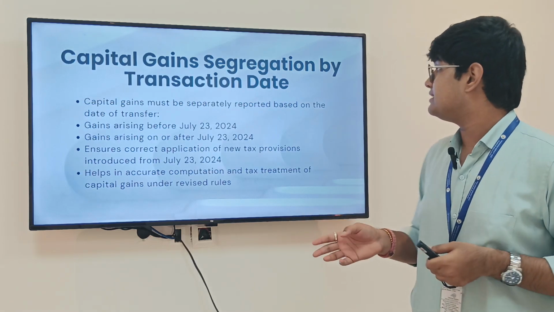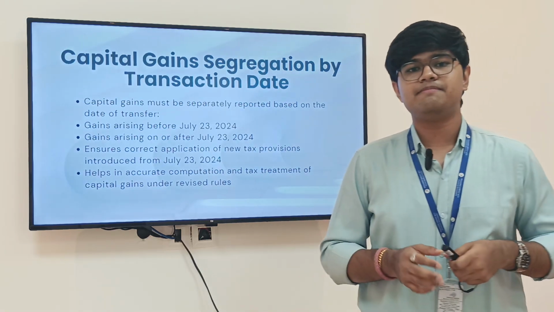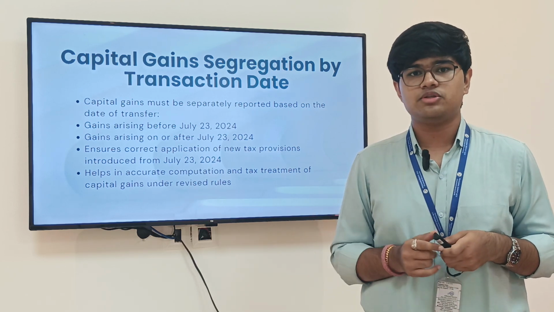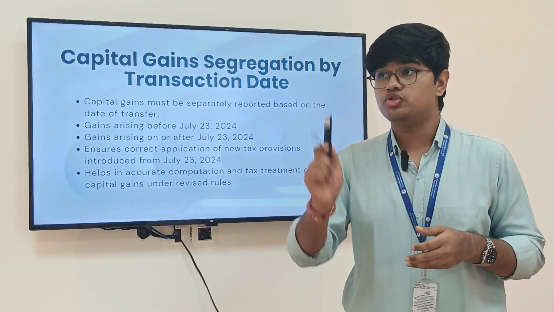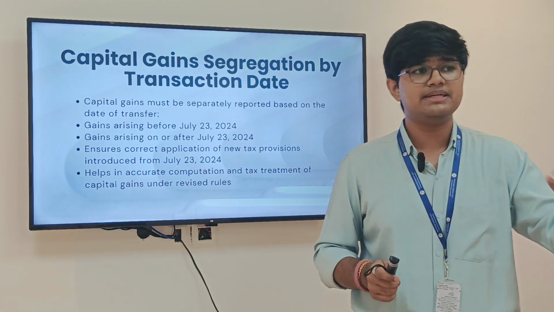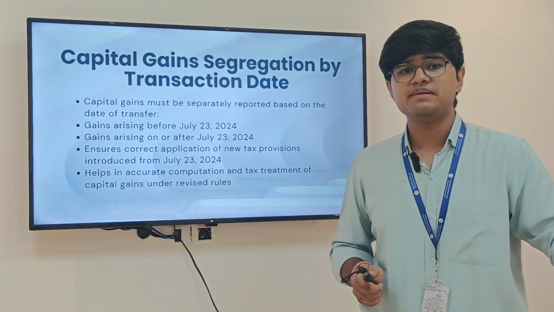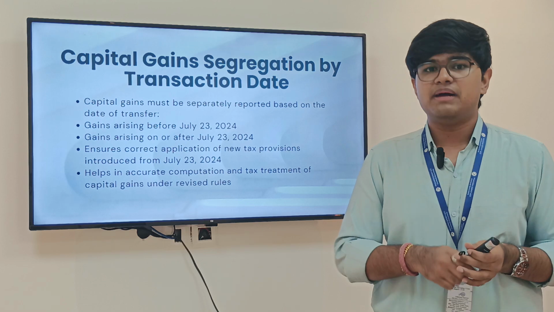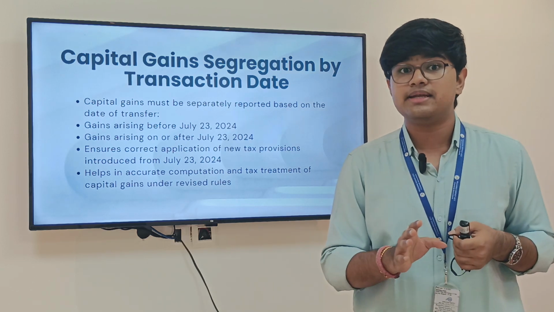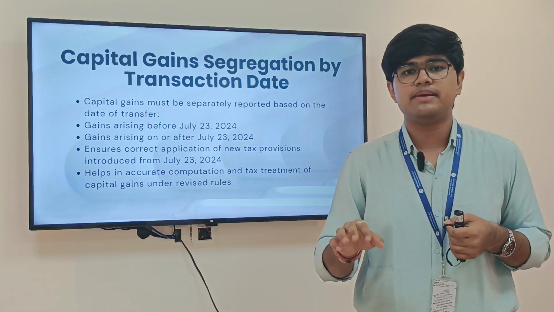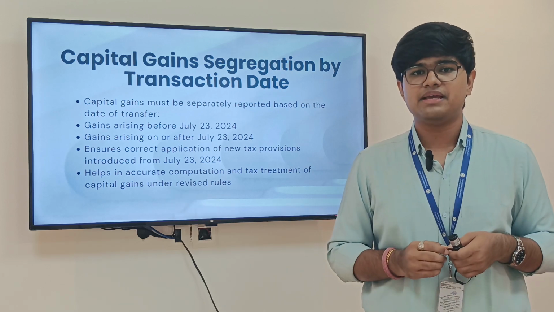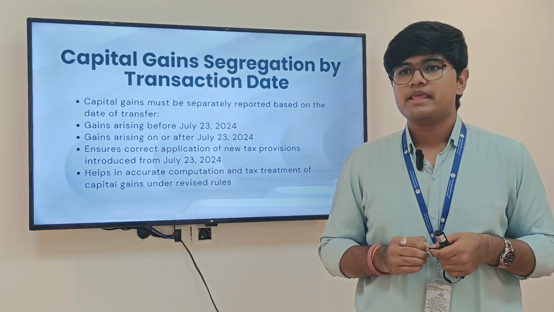Now, capital gains segregation by transaction date. Most of you might be aware that capital gain rates have been changed and certain exemptions have also been changed. This change is effective from July 23, 2024. Previously capital gain rates were, for example, 10% above 1 lakh, 20%, 15%. Those rates are applicable only if the capital gain is before July 23, 2024. If it is on or after July 23, 2024, the capital gain rates will be 12.5%, and the new rates as per the new Finance Act.